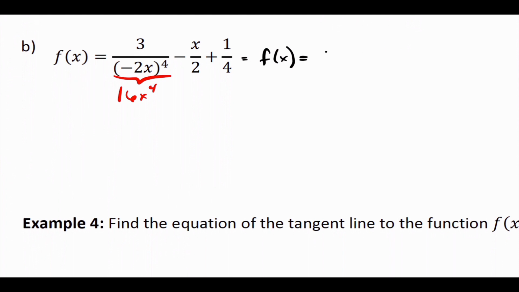You would still leave the 4 after you multiply it with the -2. Yeah, because everything on the inside gets a power. So -2 to the fourth is -2 times -2 times -2 times -2, which is positive 16, and then x to the fourth. So that would be 3/16 times x to the -4.